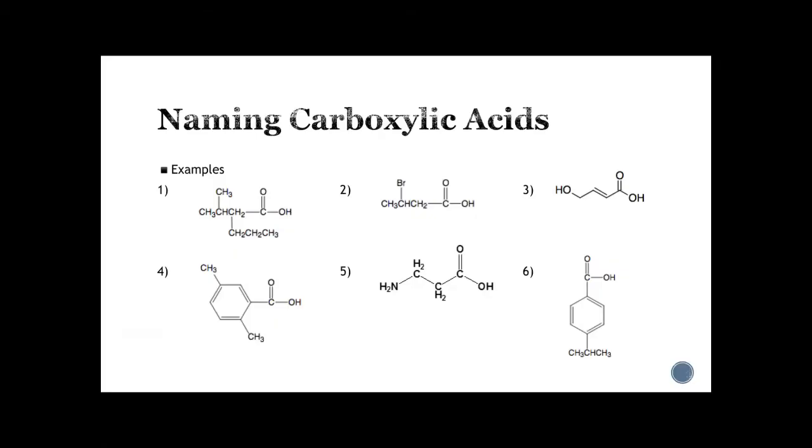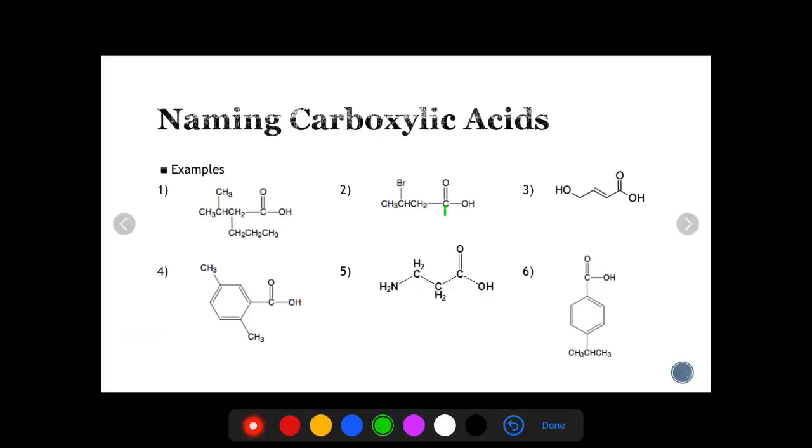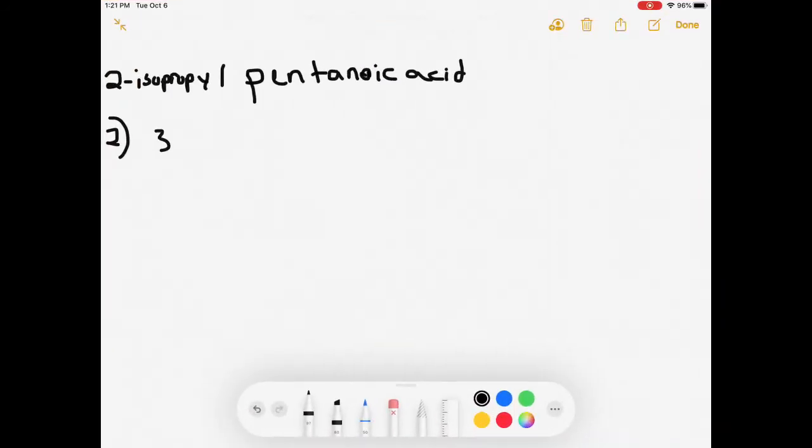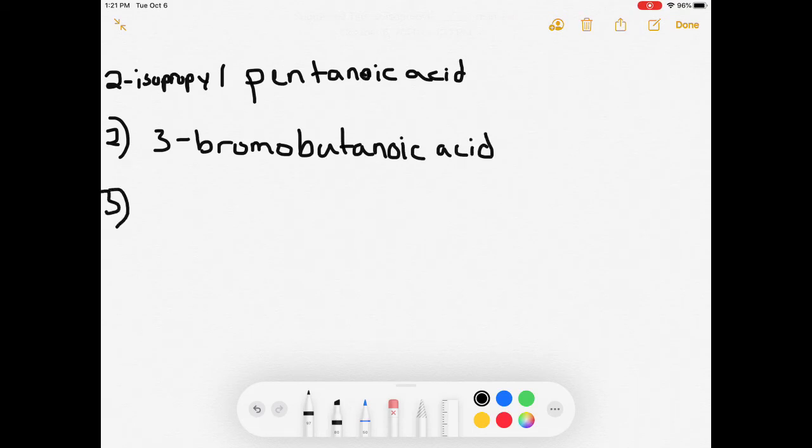go back here. Okay, so we're going to start numbering 1, 2, 3, 4. On the third carbon we have a bromine. So we're going to say 3-bromo. There were 4 carbons in our carbon chain, so that's butane. And we're going to take the E off and add OIC and acid. So 3-bromobutanoic acid. Okay, number 3.